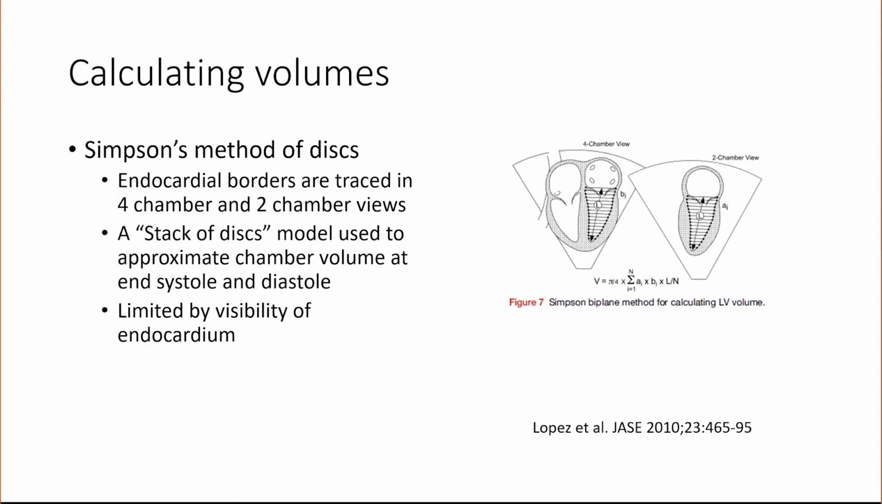So you do an apical 4-chamber and measure in diastole and systole, and then you do an apical 2-chamber view and measure in diastole and systole, and that's how you get the biplane ejection fraction. The big problem with that is that you have to obtain a good 4-chamber view, and it should not be foreshortened, and you should have good visibility of the endocardium.